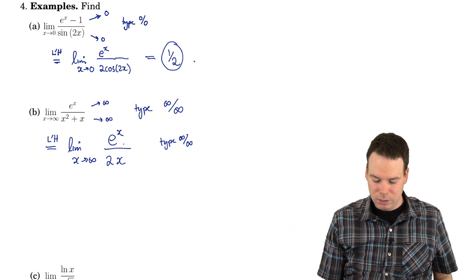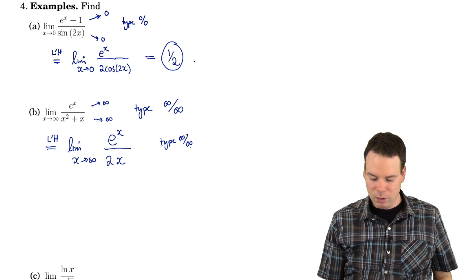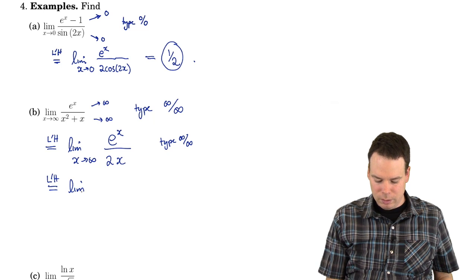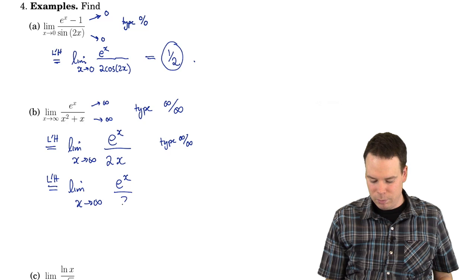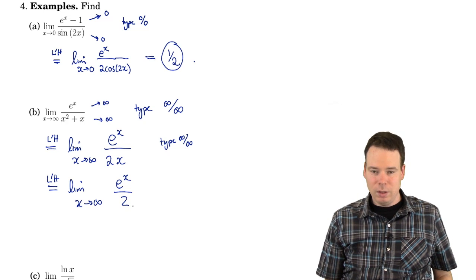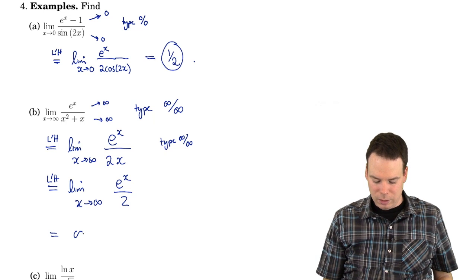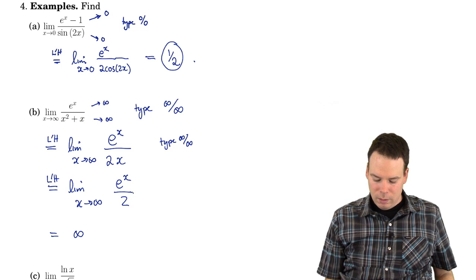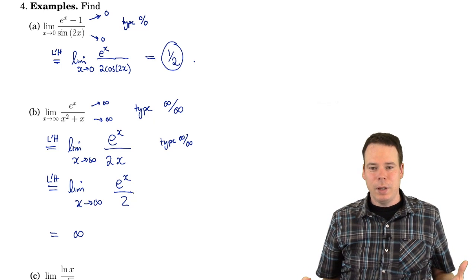L'Hopital's rule applies to limits of the form infinity over infinity, where we just happen to hit that, so we can do it again. L'Hopital's rule. Limit as x goes to infinity, derivative of the top is e to the x, derivative of the bottom is 2. Top's going to infinity, bottom's going to 2, so the ratio is heading to infinity. So our limit is infinite in this case. So we got the answer we expected.